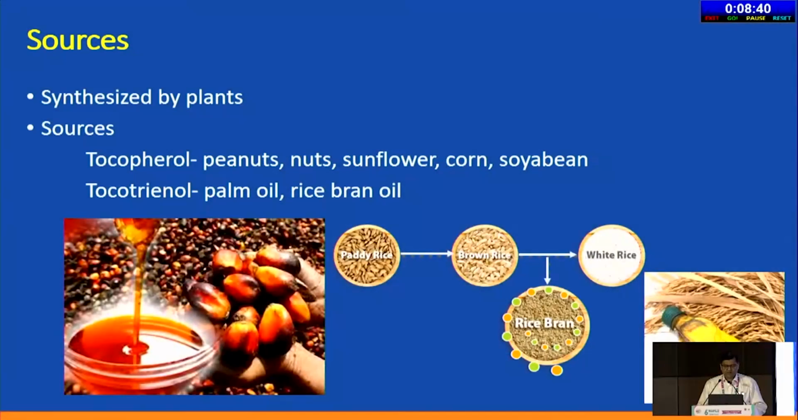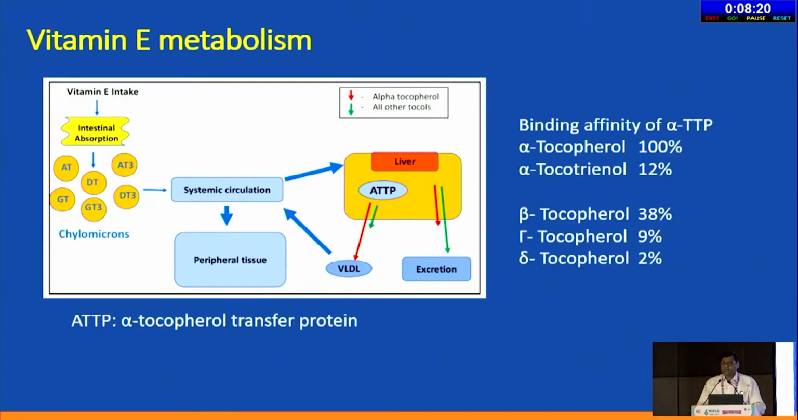The sources are obviously plant sources, primarily nuts and oils. Tocotrienols are richly present in palm oil and rice bran oil. So these are the 2 different oils which are rich in tocotrienol. Otherwise, tocopherol is widely present. Whatever oil we take, the maximum concentration of vitamin E in our circulation is alpha tocopherol.